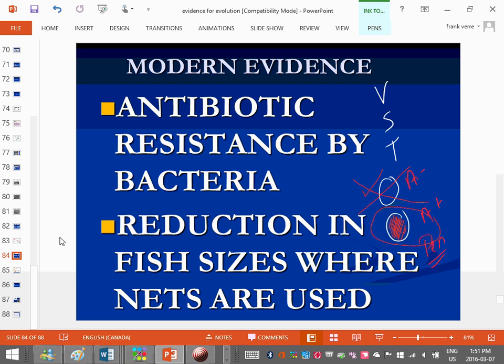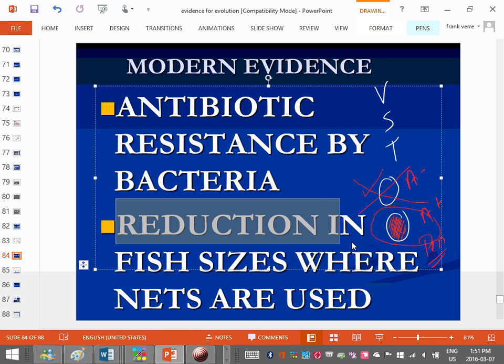So over time, if we say we have variety, we have small fish, big fish, and the smaller fish have an advantage, what happens? And this is what's been noted. Fishermen are reporting that the average size of fish decreases because we're weeding out the bigger ones. Okay? Weeding out the bigger ones.